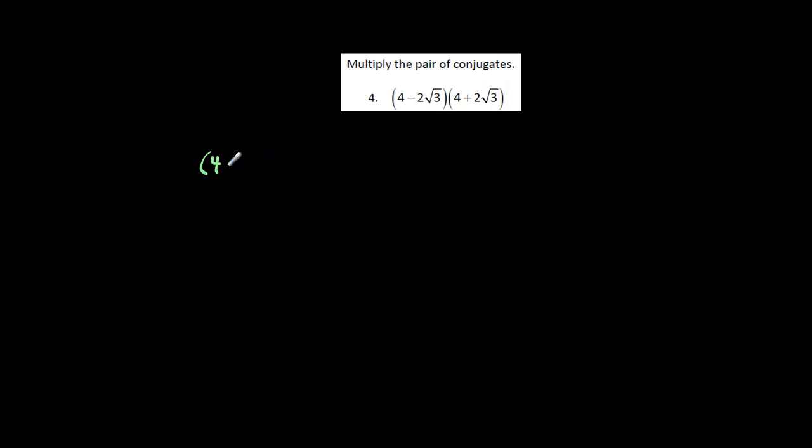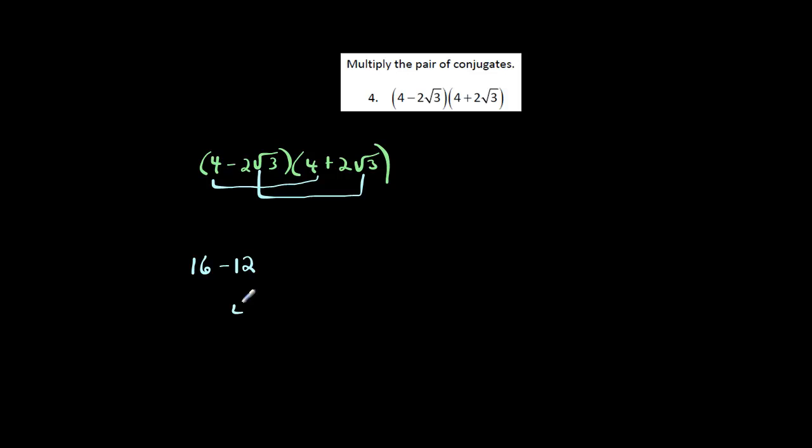Again, this is another multiplication problem. We're going to be multiplying the conjugates together. Now, because we know that they're conjugates, we can multiply the F's together and the L's together. So 4 times 4 is 16. We have a negative 2 root 3 times a positive 2 root 3. That's a negative 4 times 3, which is 12. And 16 minus 12 is 4.